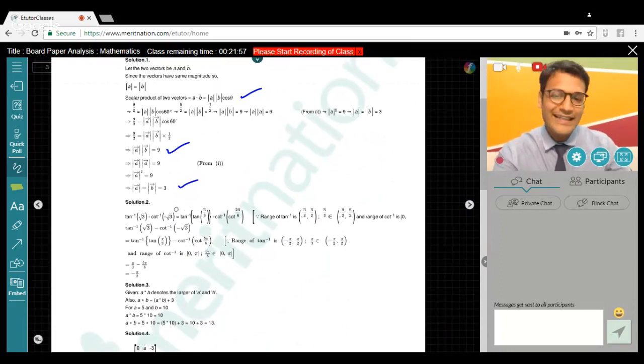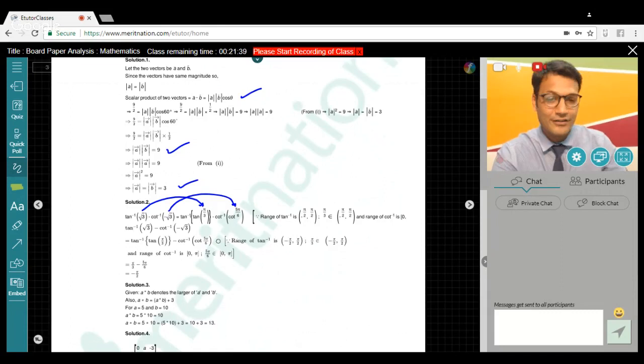If you remember the values of these angles, you can use them directly. Root 3 is tan pi by 3, and minus root 3 will be the value of cot 5 pi by 6. Don't make it cot pi by 6 or cot minus pi by 6. Cot minus pi by 6 won't give you the correct result, because of the domain of cot, that would be the only mistake you might make.